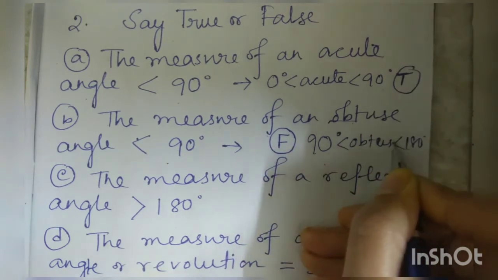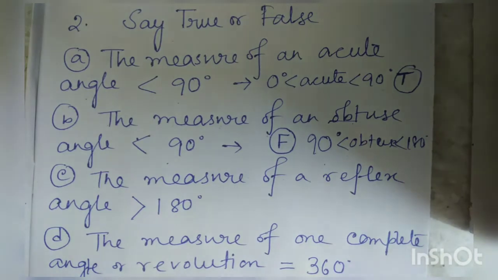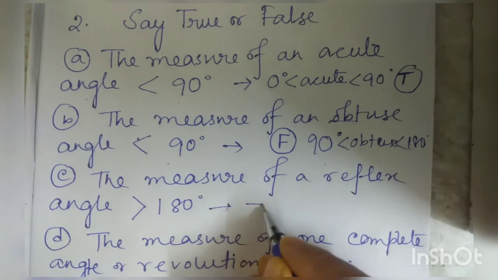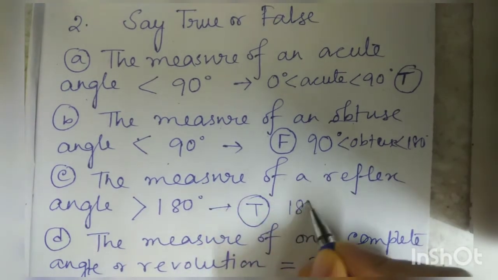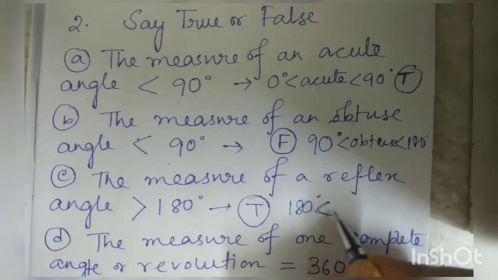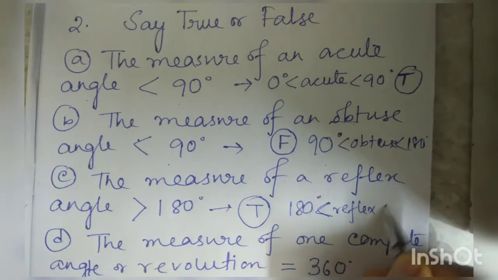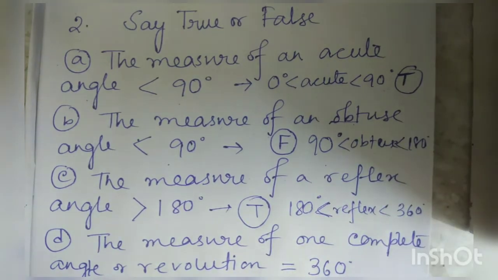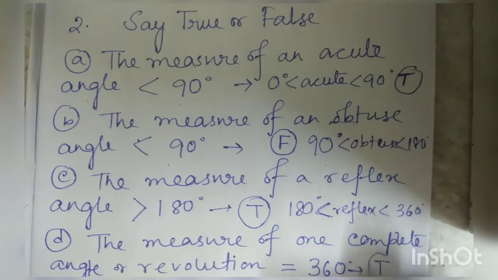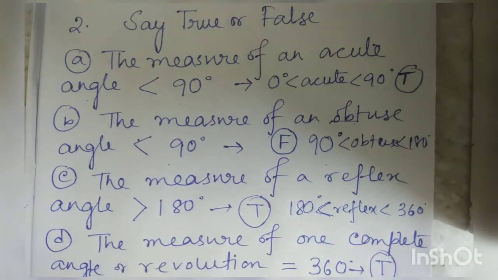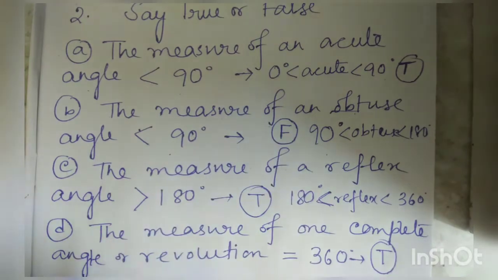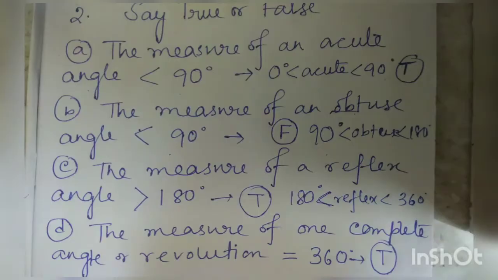Now for question number C it is written, the measure of a reflex angle is greater than 180 degree. In the definition it is told that the reflex angle will be more than 180 degree and less than 360 degree. And the measurement of the complete angle, or the complete revolution, is 360 degree. We all know this very well. So only by knowing the definitions we will be able to answer these true or false questions. Now let's come to the next question.